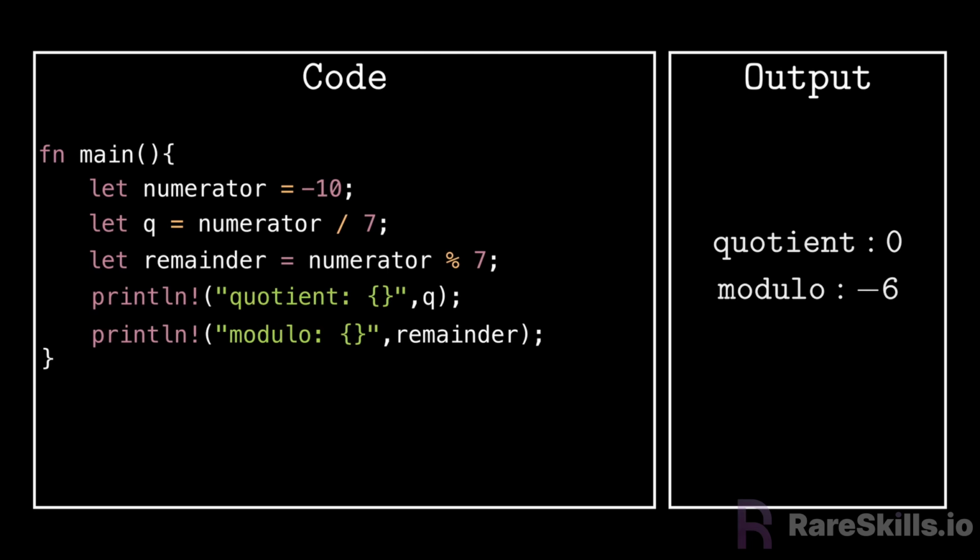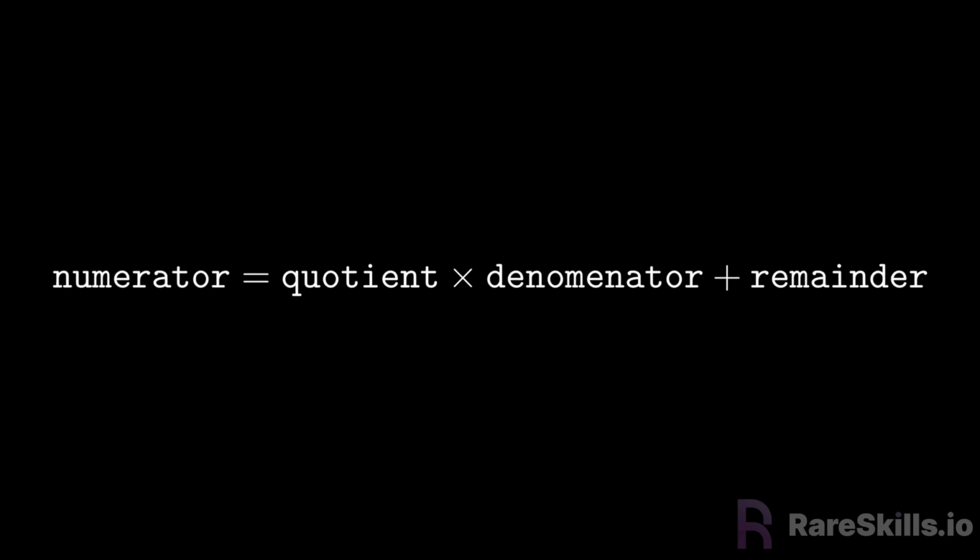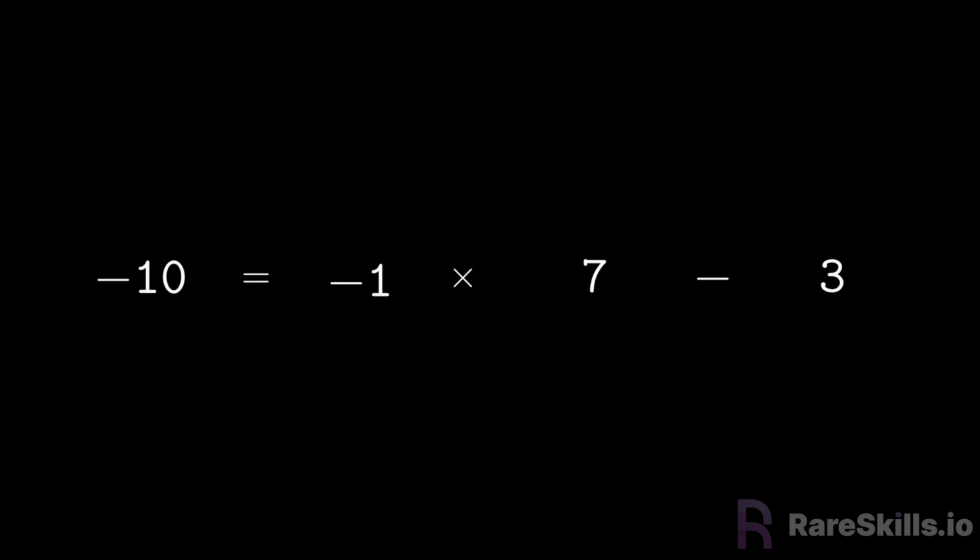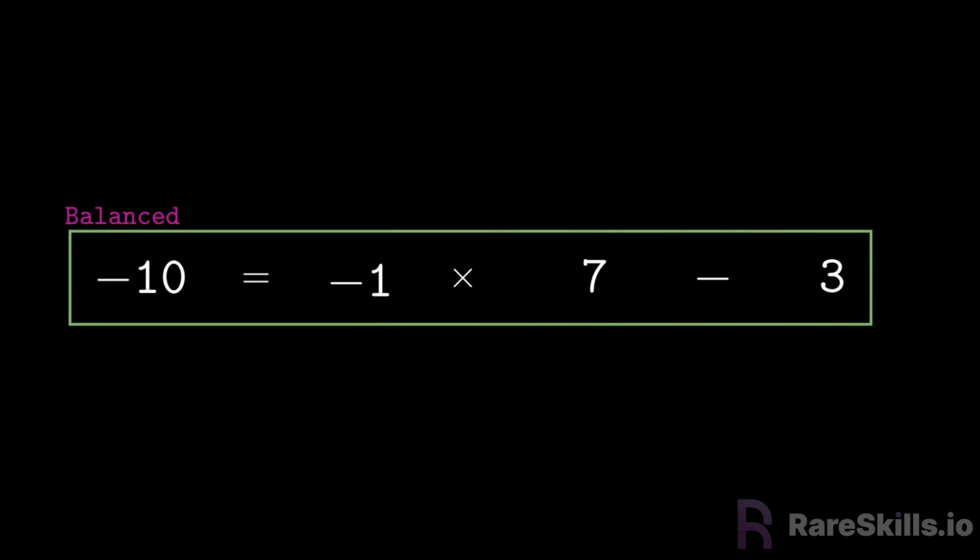Similarly, -10 divided by 7 equals -1 with a remainder of -3. This interpretation of negative integers is also consistent with the relationship that the numerator is equal to quotient times denominator plus remainder. For example, if we plug in -10 for the numerator, -1 for the quotient, 7 for the denominator, and -3 for the remainder, the equation is still balanced.